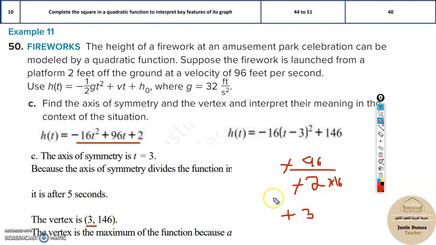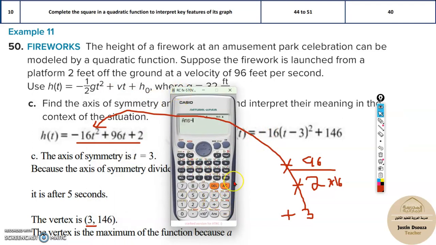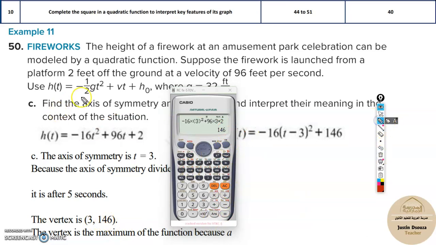Now, if you want to find this y value, just substitute this back over here instead of t. Let me do that. So take out your calculators. And now it is minus 16 bracket 3 square. You do not need to use bracket when it's positive, but it's a good habit to use bracket all the times. 96 into 3 plus 2, and the answer is 146. This is how you get the vertex. And now since it's negative, it will be opening downwards and you will have a maximum value. So it is a maximum value.